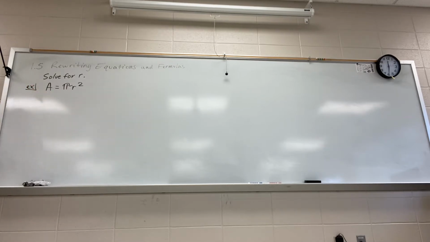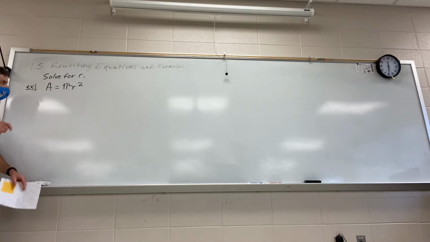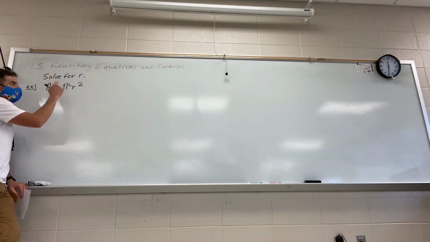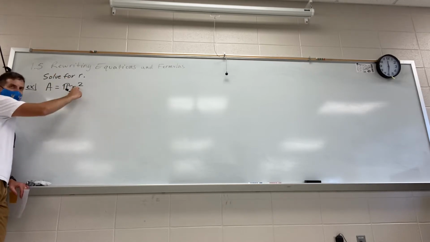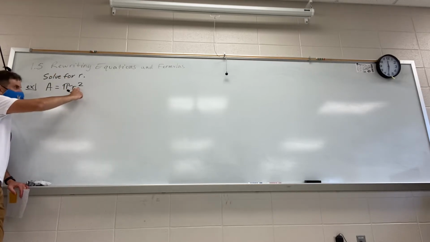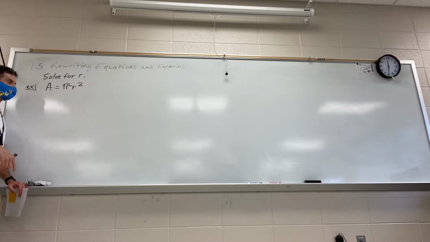So basically it says that to get the area of a circle, you would just need to take the radius, square it, and then times by what? Times by pi. Well, for us to solve for r, we're going to have to undo pi. We're also going to have to undo squaring. So this may be some new information here.